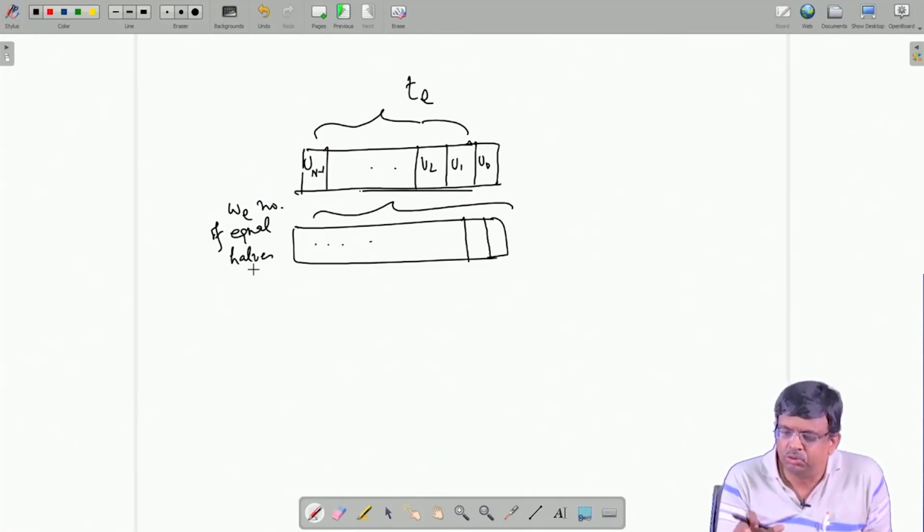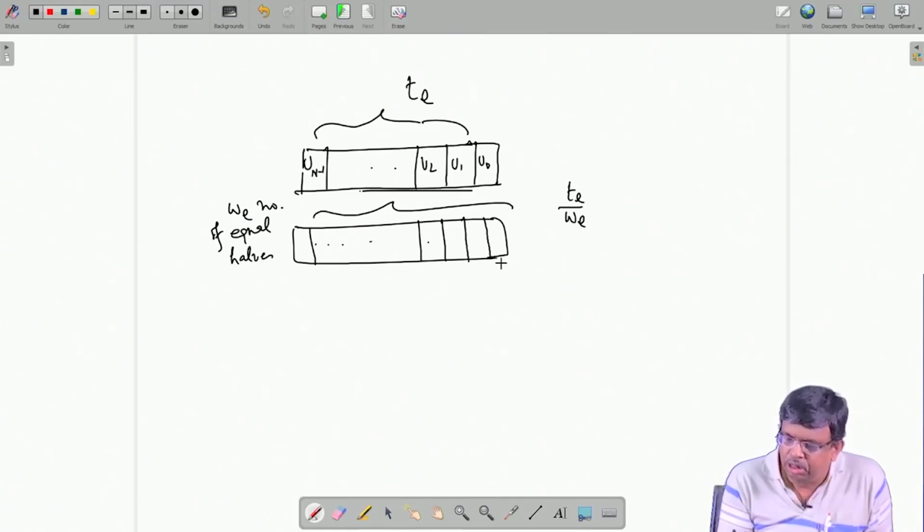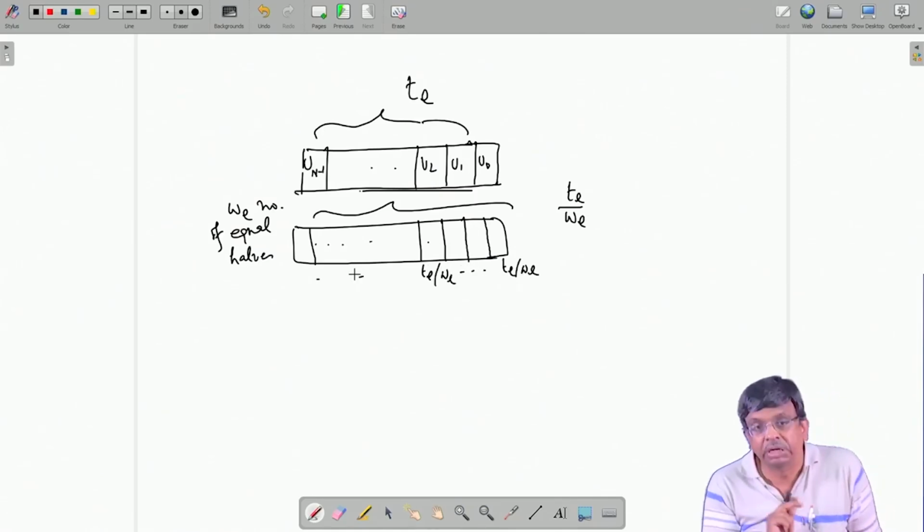Suppose the hardware permits dividing the job into exactly WL number of sub jobs, each taking the same time. So, each taking how much time? If they take the same time, total time is TL, and WL number of new jobs, new nodes, so it will be TL by WL. So, everybody takes TL by WL, dot dot dot, like that. Everybody takes that, if it is possible.